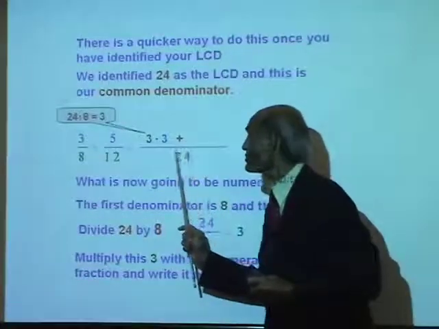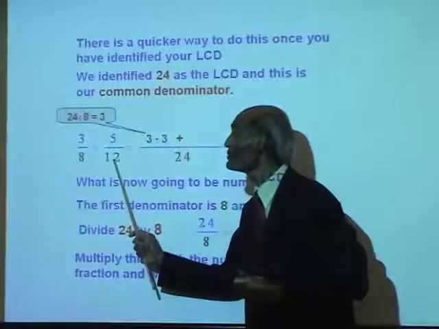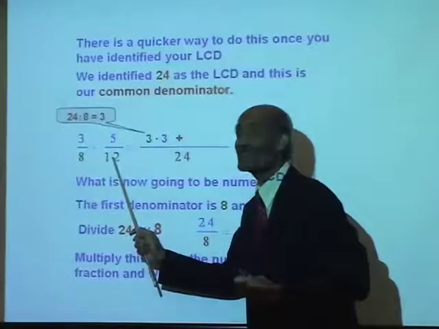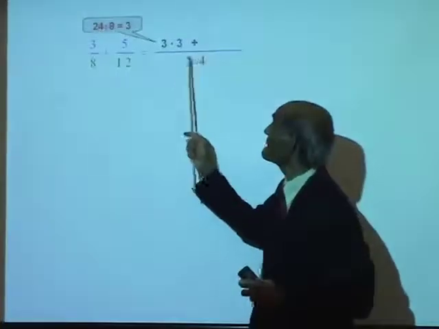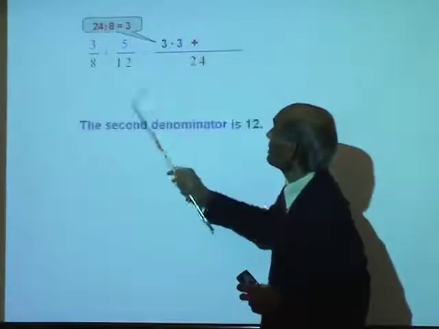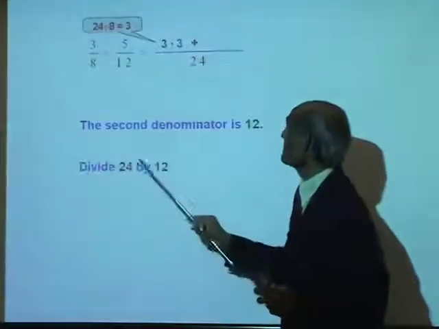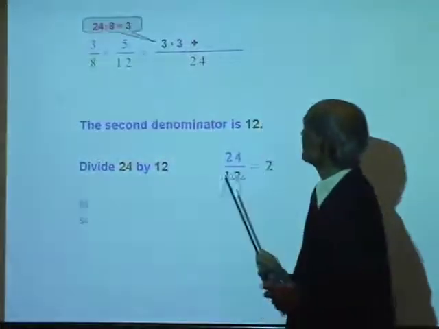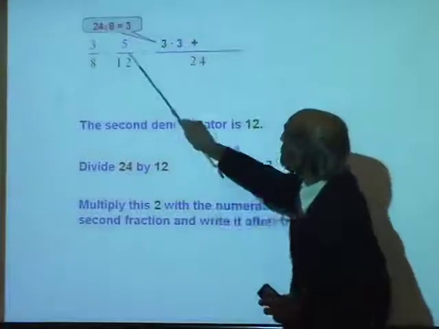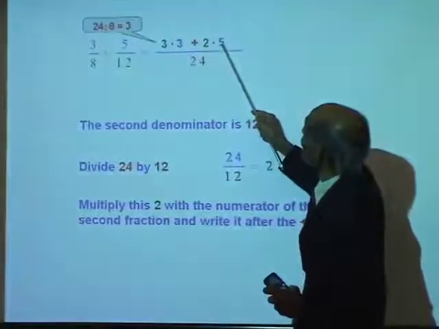What is the process? 24 divided by 12 is 2. And what do you do with that 2? Multiply that 2 with this 5. Alright, let's come here and do it. Now, the second denominator is 12. Divide 24 by 12, you get 2. And that 2 is multiplied with the numerator 5 and write it there.